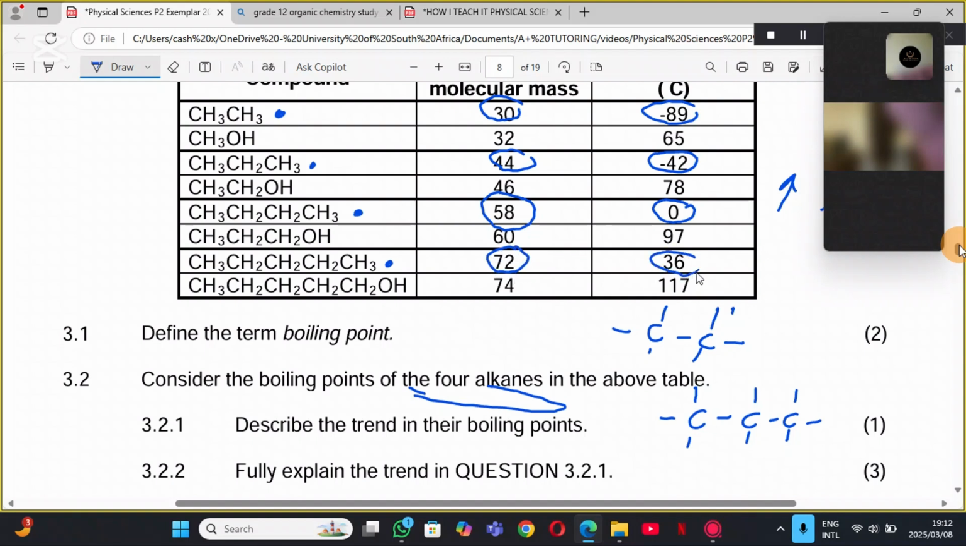So now you're just explaining what we did in the last one, where we were talking about the longer chain and the shorter chain. Since this is a shorter chain, it's much easier to break than a longer chain. That's what they said by fully explaining the trend in 3.2.1. The reason the boiling point is going higher is because the more bonds I have, the more energy I need to break those bonds. Since I'm having more and more chains than before, I'm going to need more energy to be able to break those bonds.